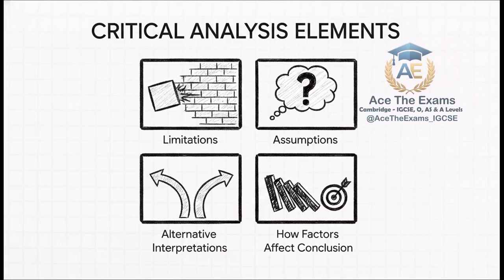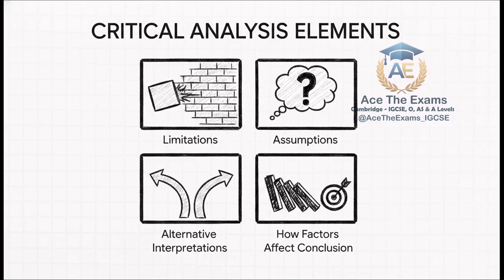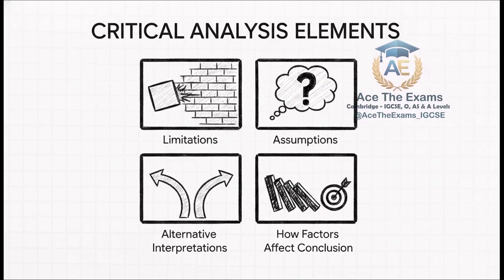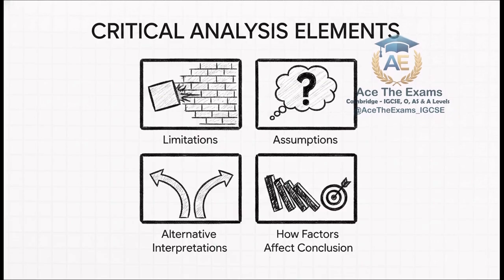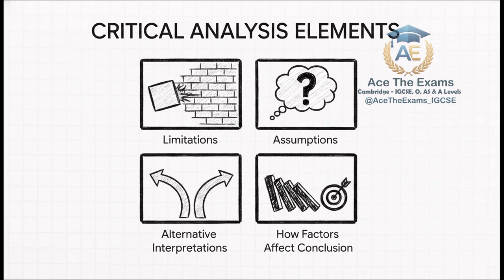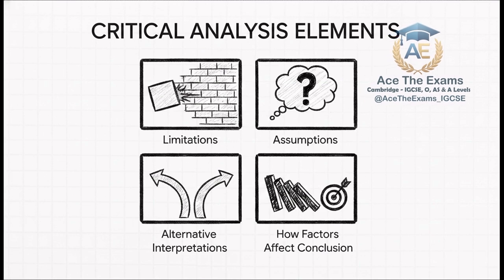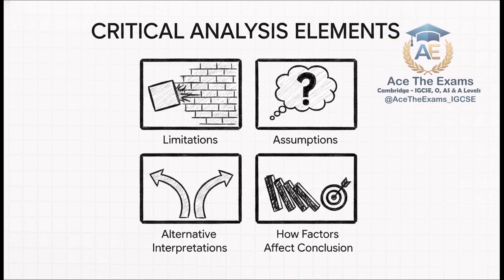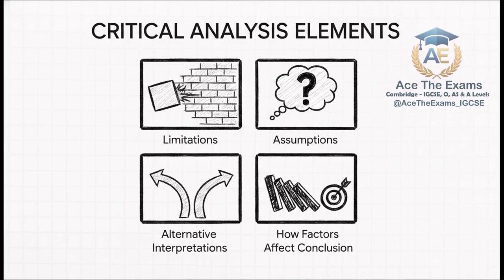If I gave you 30 seconds on a timer right now to speed write a paragraph, your goal should be to include at least 1 limitation and 1 alternative interpretation. Writing this out explicitly shows the examiner you are thinking at the highest possible analytical level. You are not just accepting the prompt at face value, you are deconstructing it.